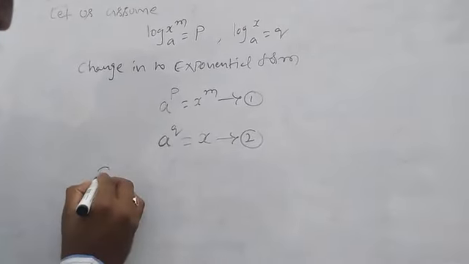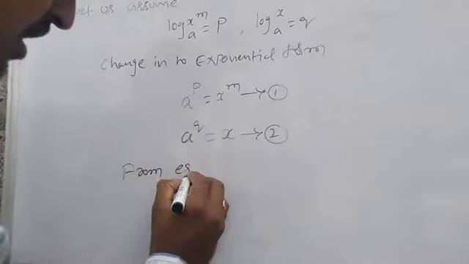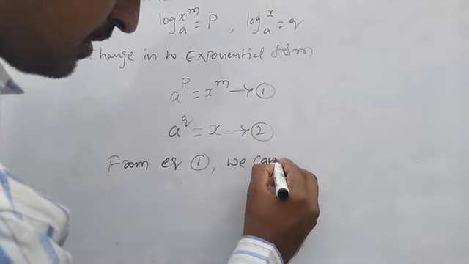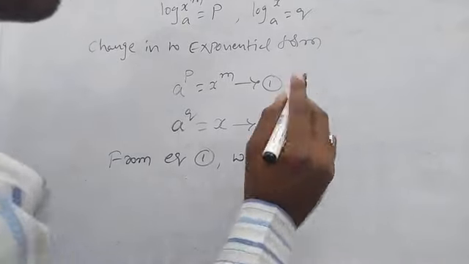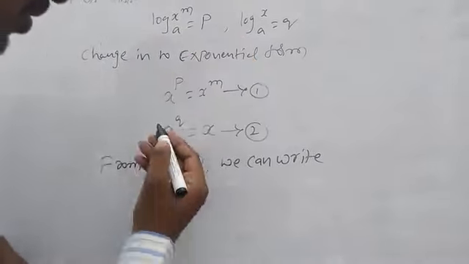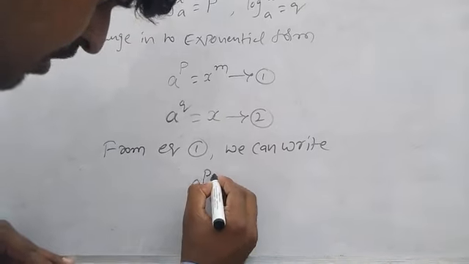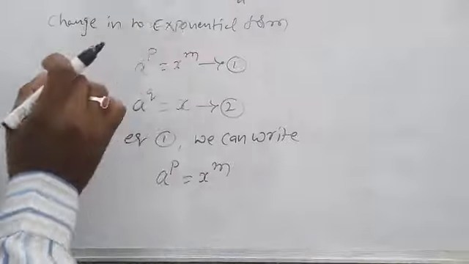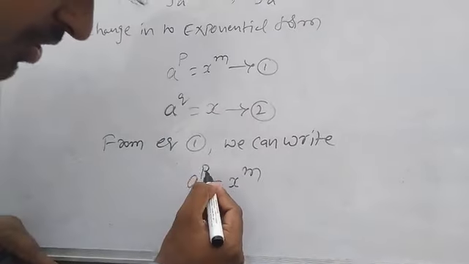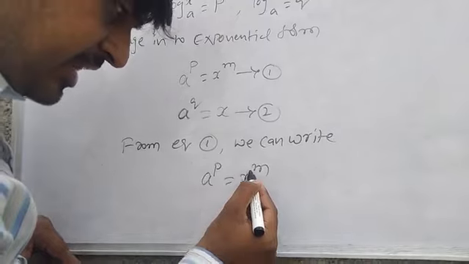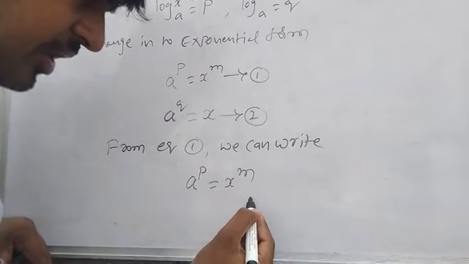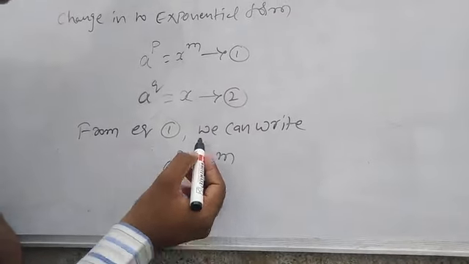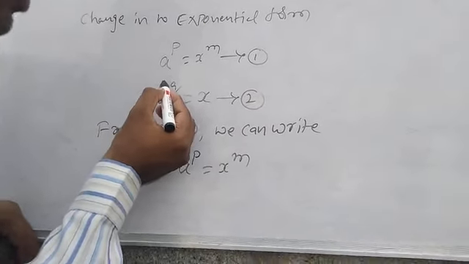From equation 1, what can we write? What is the first equation? A to the power of p is equal to x to the power of m. Here if you observe, x is there. According to the second equation, from equation 2, what is the x place value? A to the power of q.